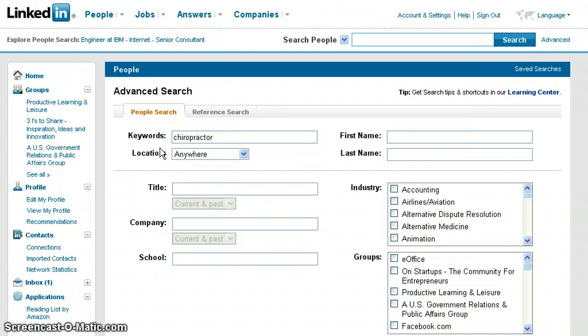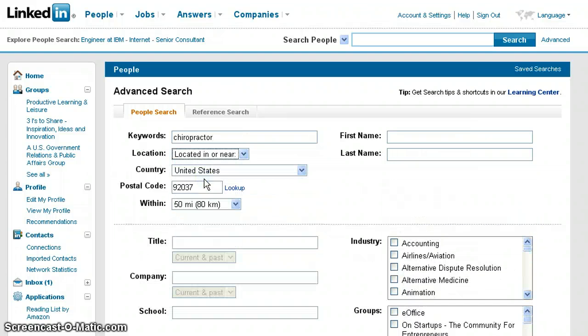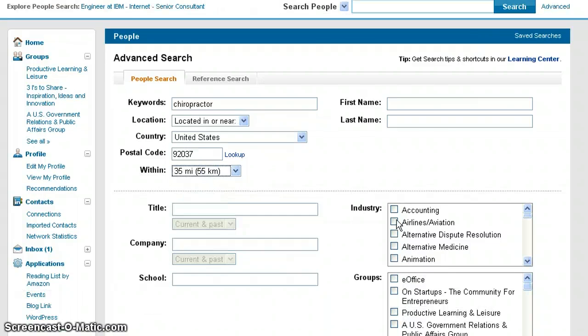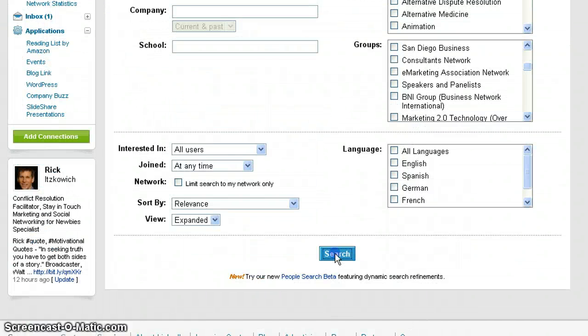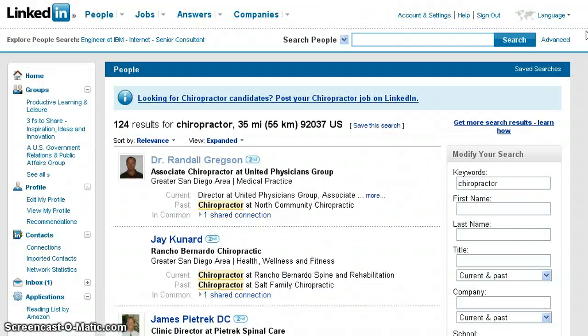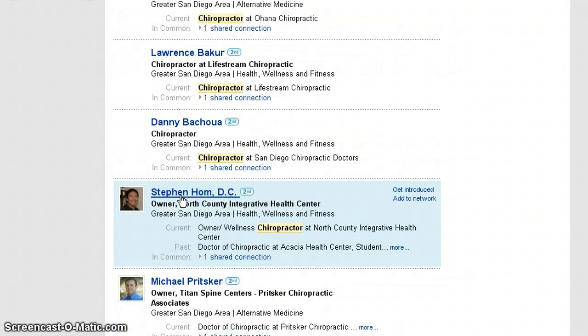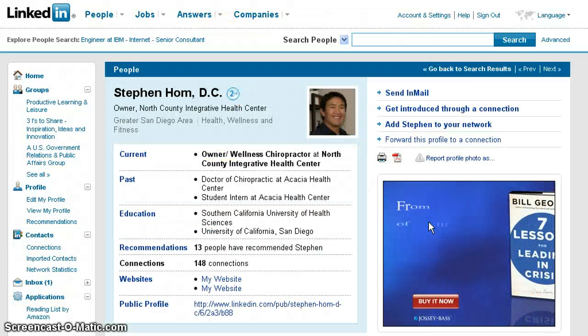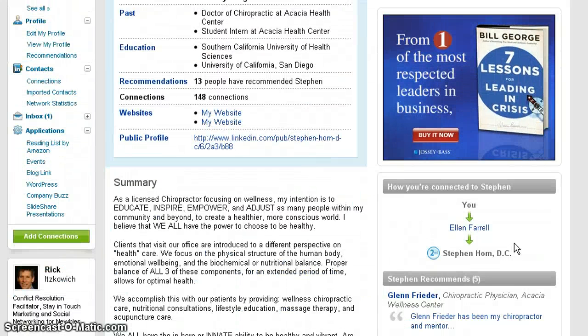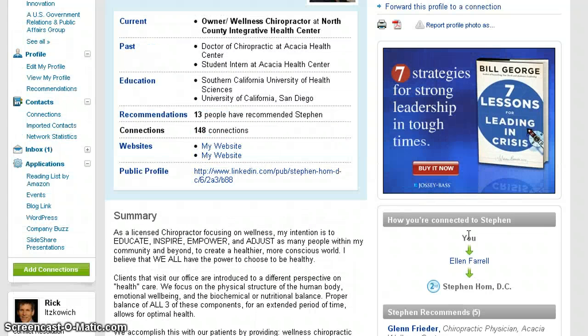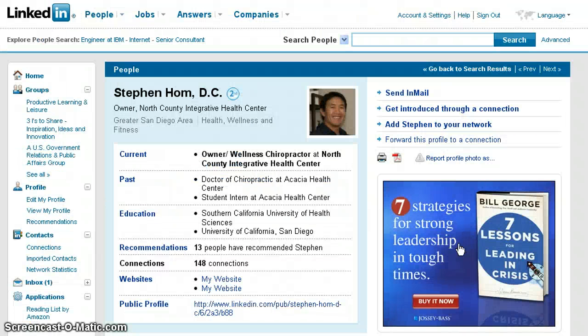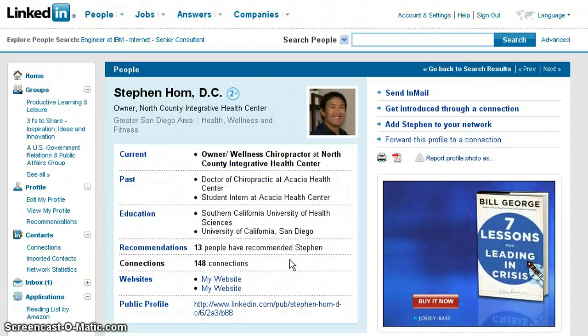Okay. All right, location again, I'll do it near me. Let me do a search. Okay, there's 124. Randall Gregerson, second. Okay, let's see Stephen Hahn. Let's see if anybody knows Ellen Farrell. I know Ellen. So I would send Ellen an email and see if she would be willing to connect me to Dr. Hahn. Okay, so you can see now the power of this.